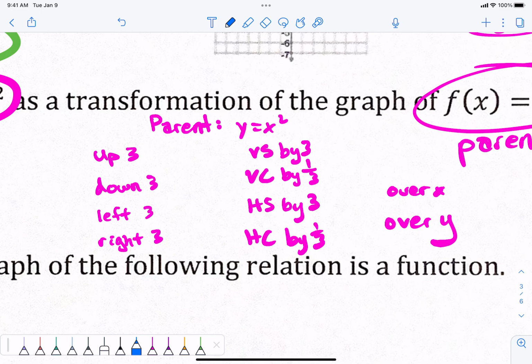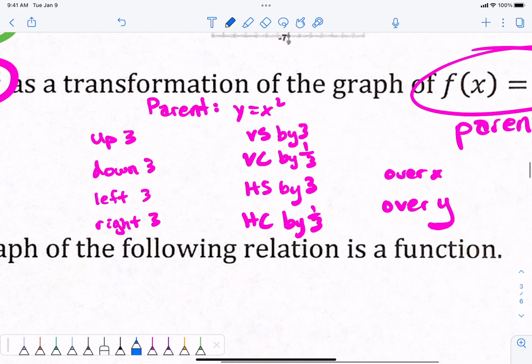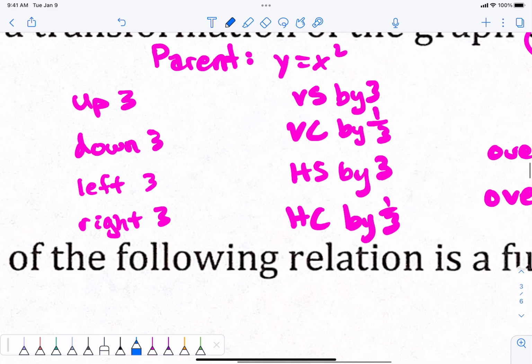So if I'm starting with x squared and I'm going up 3, what will that look like? What will it look like if you go up 3? 3x.